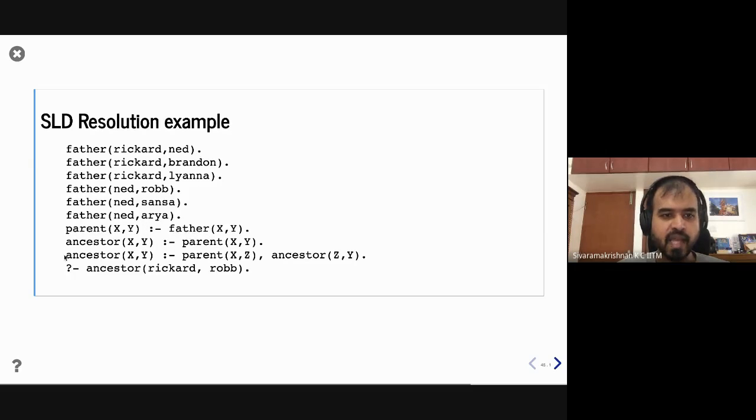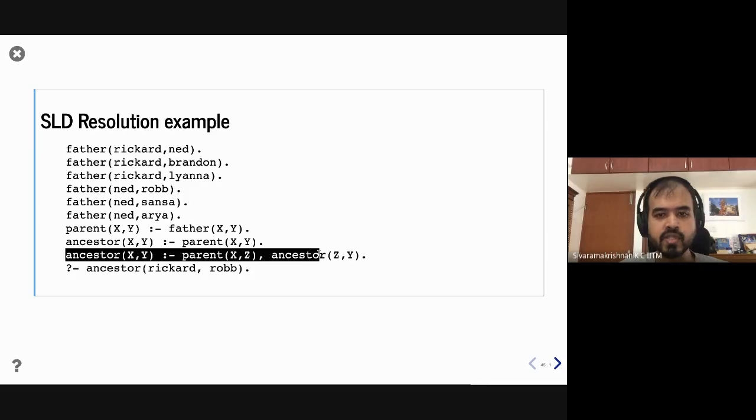But there is a second path as well. We could have chosen this rule. SLD resolution chooses the rules to apply in the order in which they are described. So now it goes back, right? We are stuck here. It goes back to this position and says, okay, there is another option which I haven't tried. Let me try that option right now.